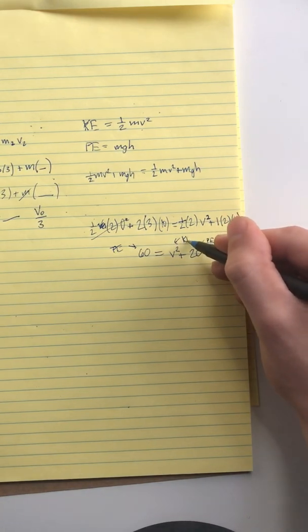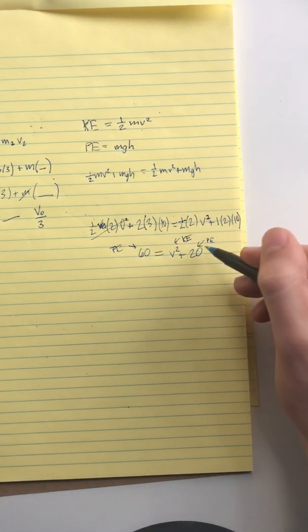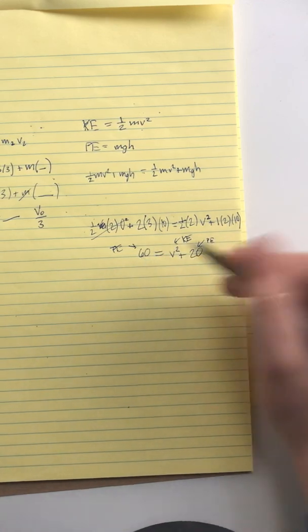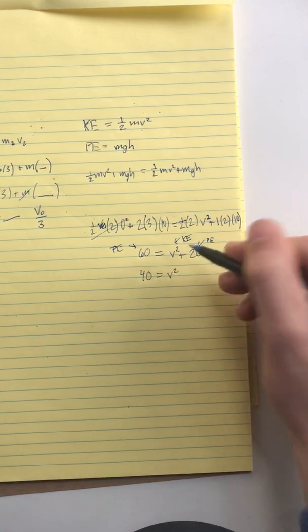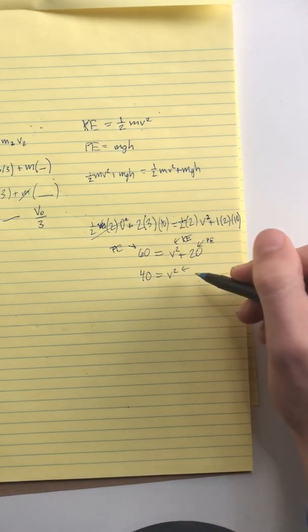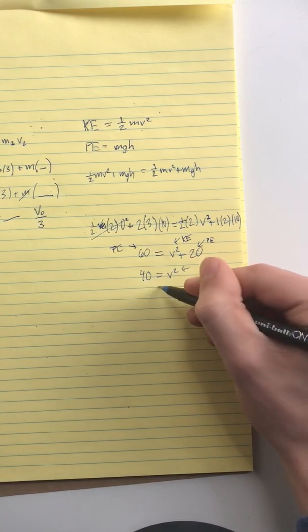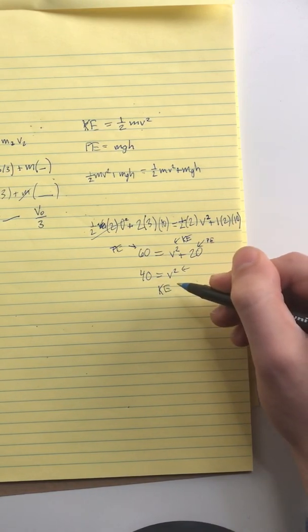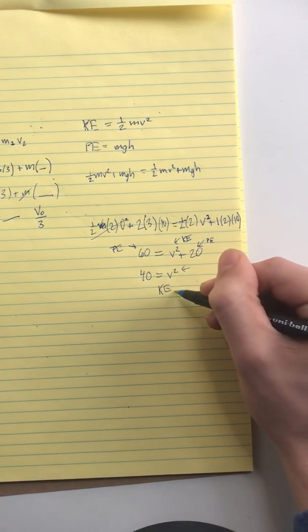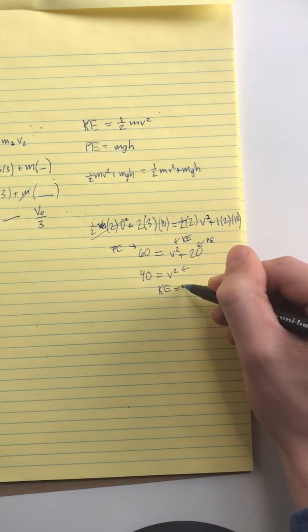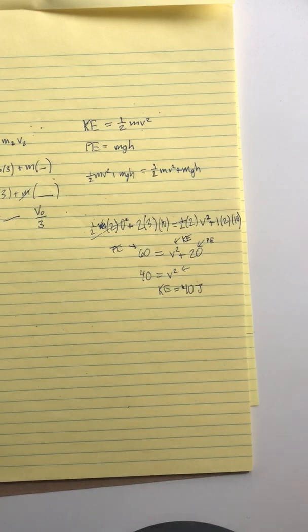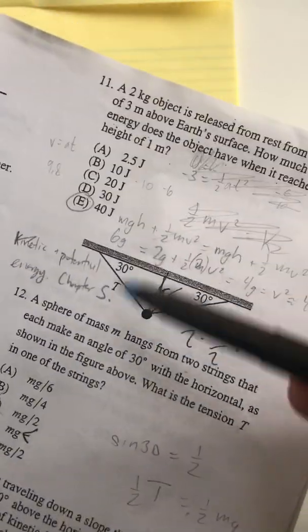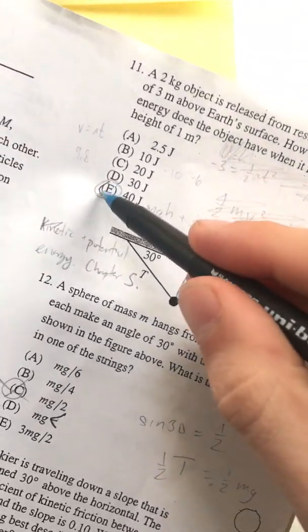So we can write that. And then now all we do is subtract 20, the potential energy. So we get 40 equals v squared, and that's what the kinetic energy component is. So we have kinetic energy when it reaches a height of 1 meter equals 40 joules. Joules is the unit. And as we can see on the answer sheet, that is answer choice C. So 40 joules.